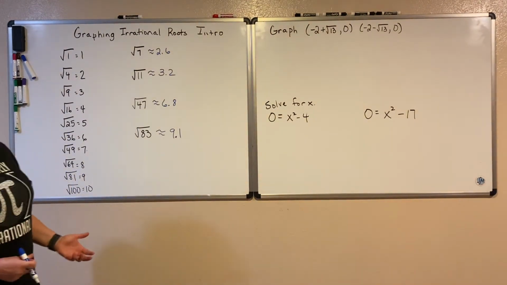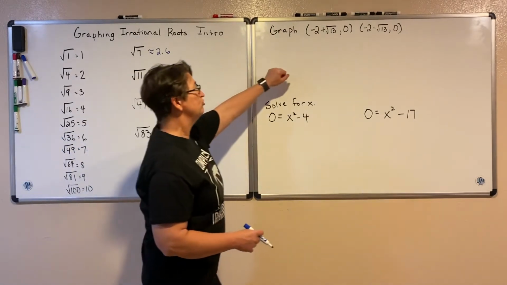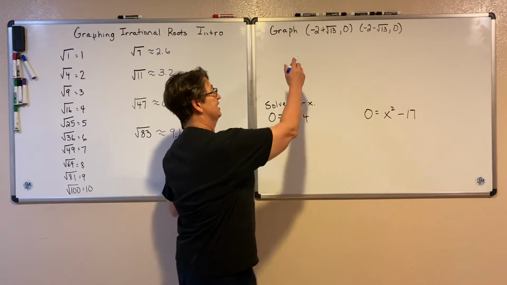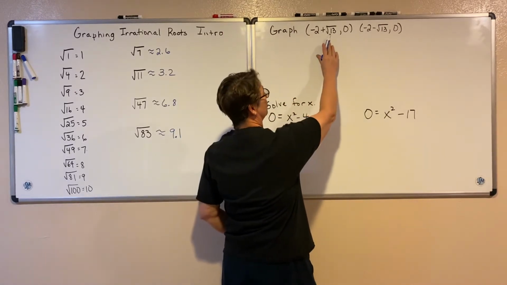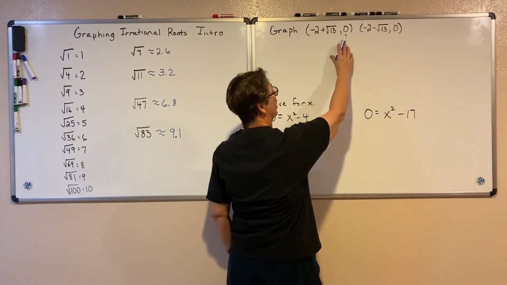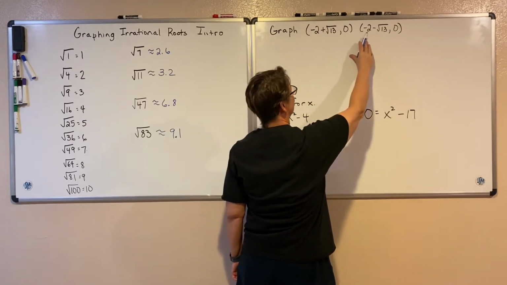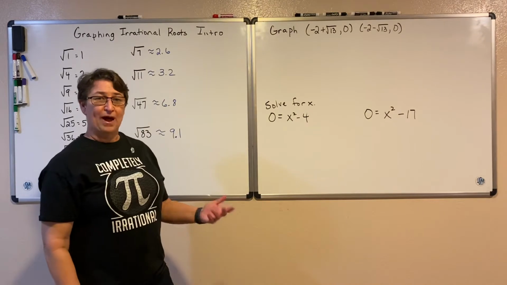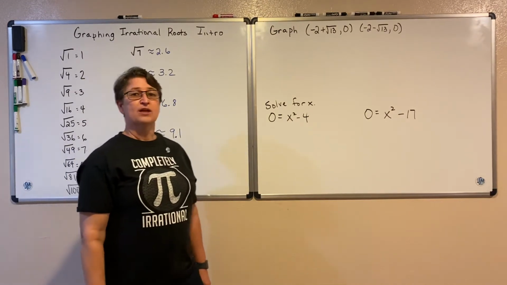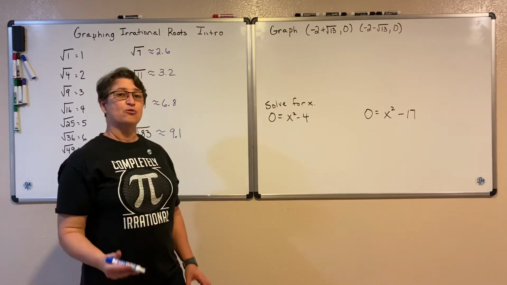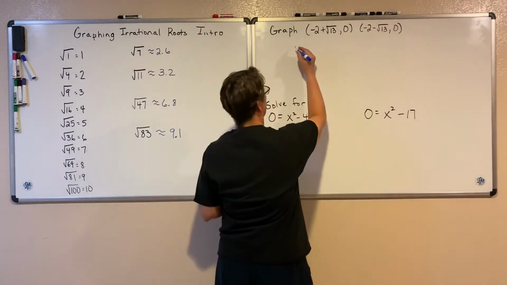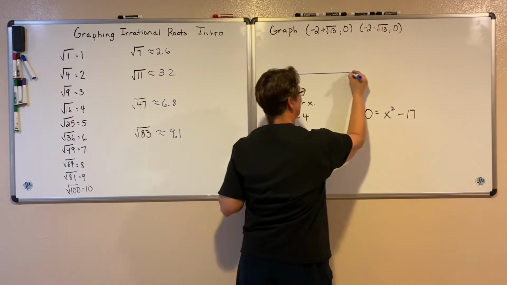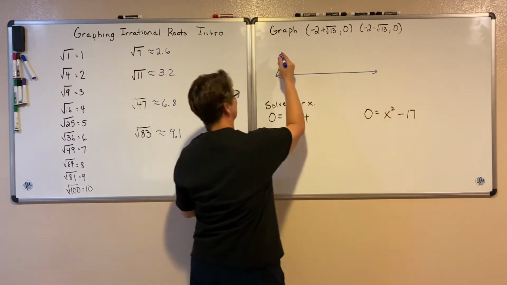Now we're going to be graphing roots or x-intercepts that look like this, where we have -2 plus the square root of 13, and then our y value is 0. -2 minus the square root of 13, and our y value is 0. We're going to graph some things like that. Now I want to back up just a minute and remind you that when you were in elementary school, maybe you used a number line to help you to add and subtract.